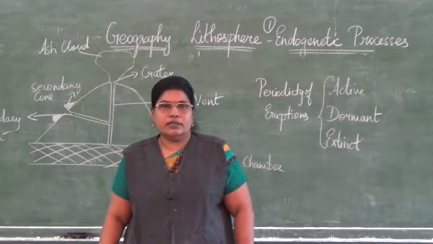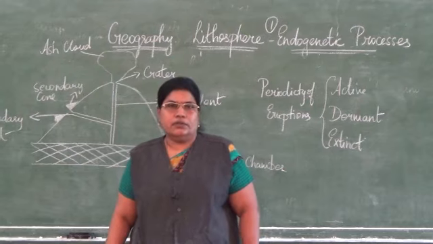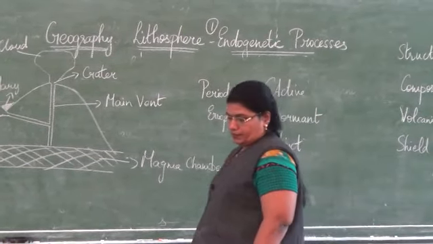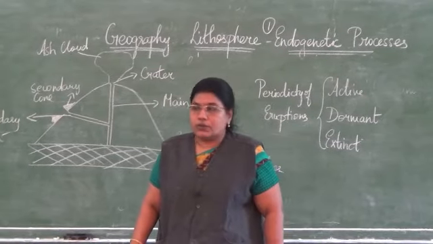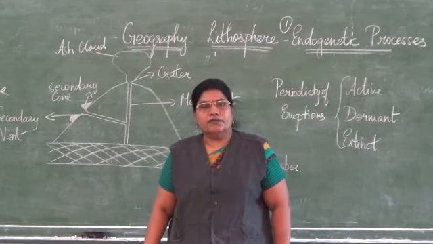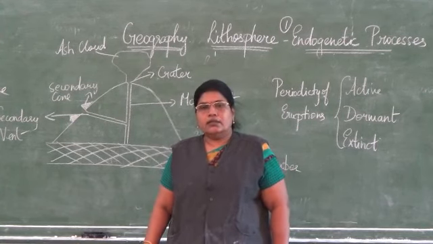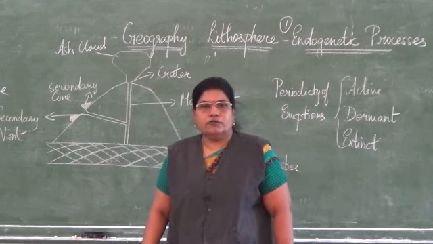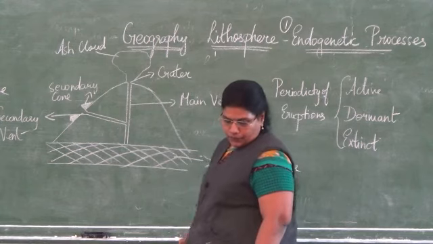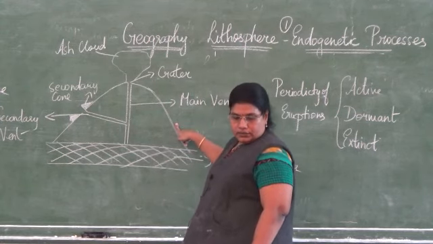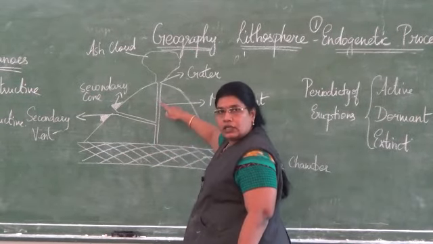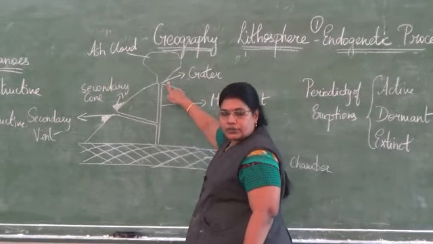Good morning, students. This is the continuation of the geography lesson, lithosphere endogenetic process. So there are internal activities of the earth. The first one is the earthquake, then the tsunami, then volcanoes. A volcano is a vent or an opening on the surface of the earth crust through which hot solids, liquids and gases come out.